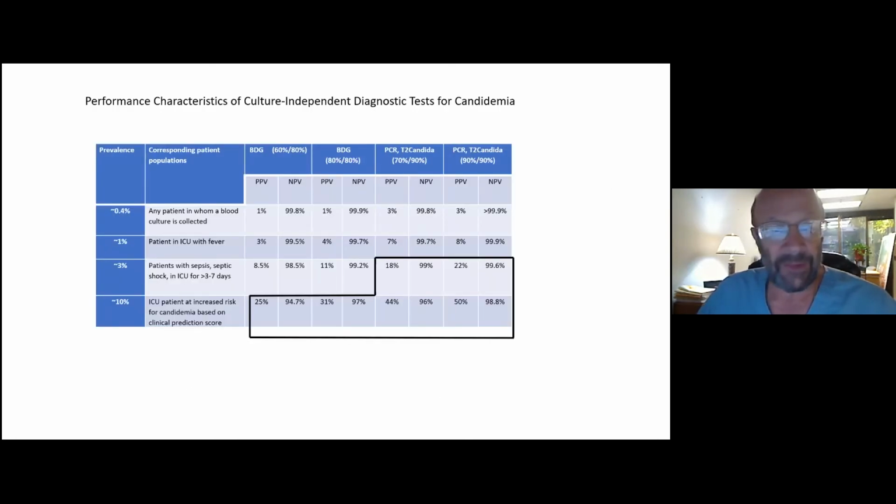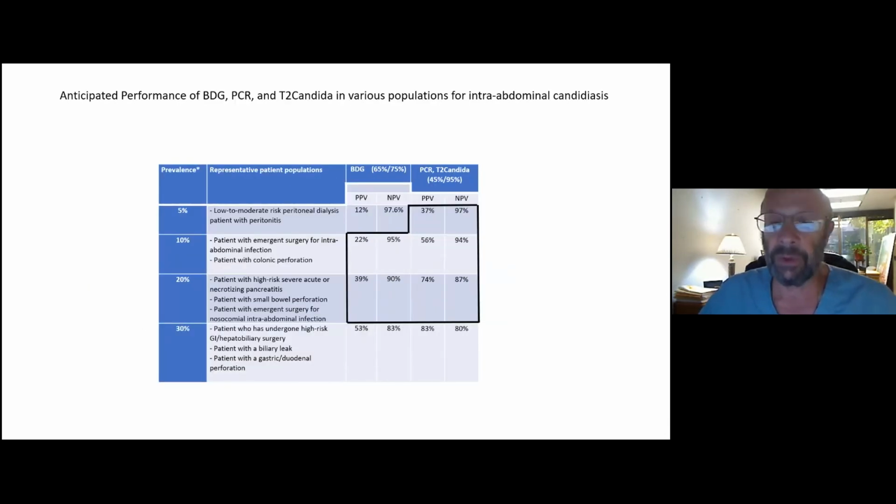These tests all perform best when your prevalence of the disease is higher. And so really the pretest probability is very important. These tests perform best in blood cultures when the pretest probability is between 3 and 10%. In other words, a good likelihood of having the disease, whereas in patients in whom the disease is unlikely, these tests are not terribly useful. And the same is true for invasive candidiasis or intra-abdominal candidiasis. Here, the sweet spot is again probably somewhere between 5 and 20%. Much lower than that or much higher than that, and the tests really deteriorate in terms of their ability to be predictive.